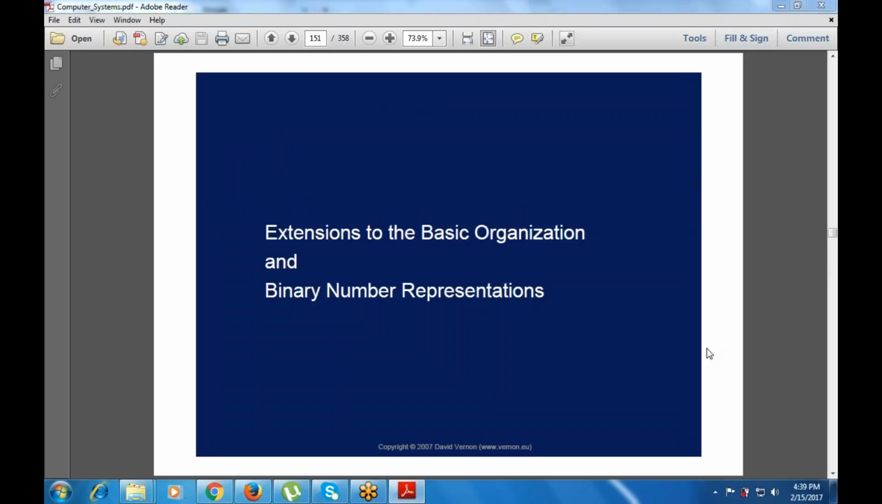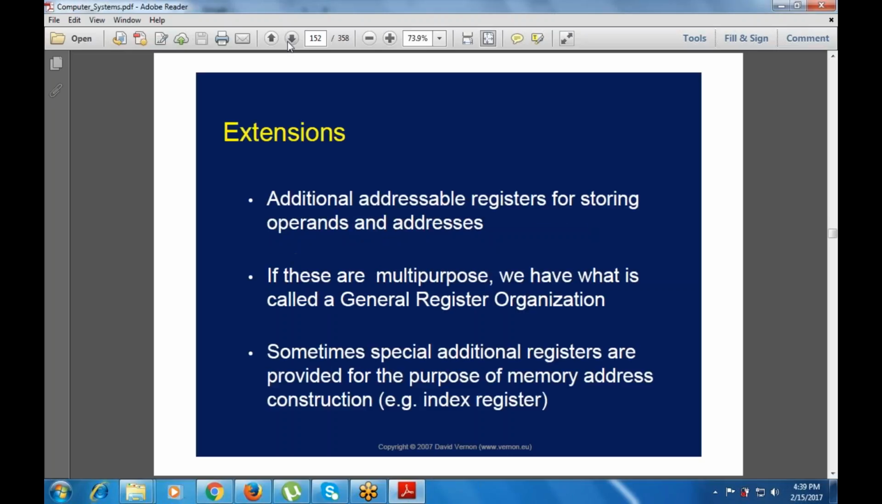Next is extensions to the basic organization and the binary number representation. So we have done the binary number representation. Now there is the extension of the binary number representation, or we can say the next part of the basic organization. First of all, there are additional addressable registers for storing the operands and the addresses. If these are multipurpose, these extensions are known as a general organization.